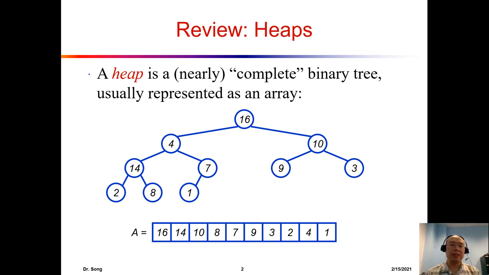So for the heap structure, first remember it is a binary tree structure, and it is a nearly complete binary tree. How do we fill in the nodes? The rule is we fill in the nodes from top to bottom, and for each level we fill in the nodes from the left side to the right side. We stop wherever we run out of nodes, and then we have a nearly complete binary tree structure.